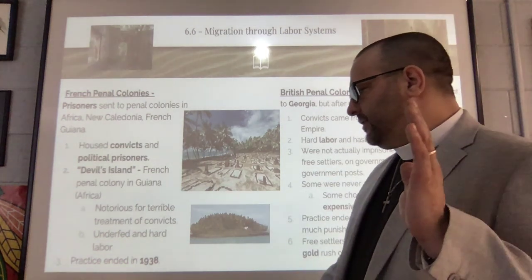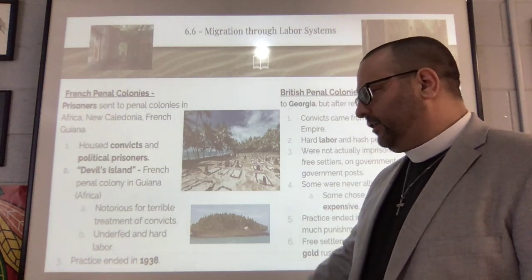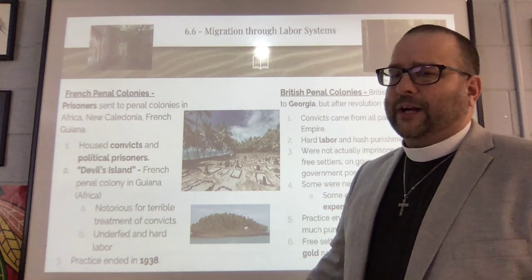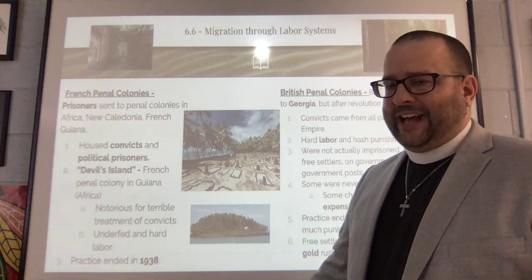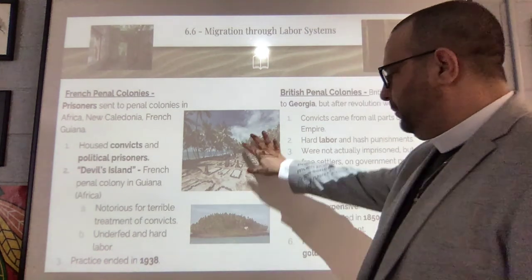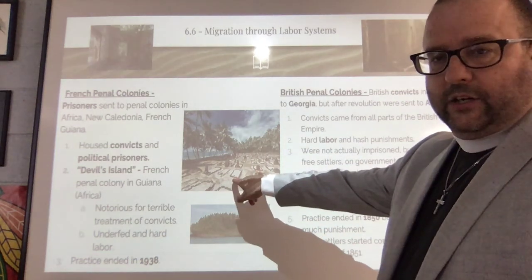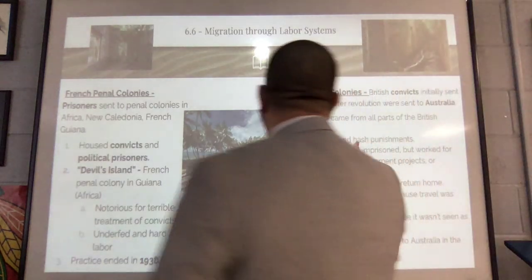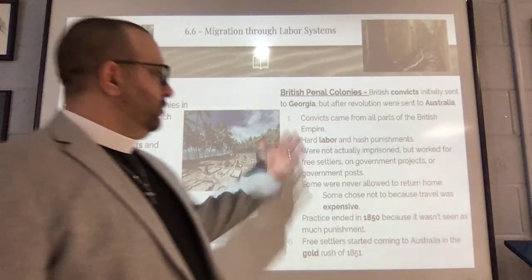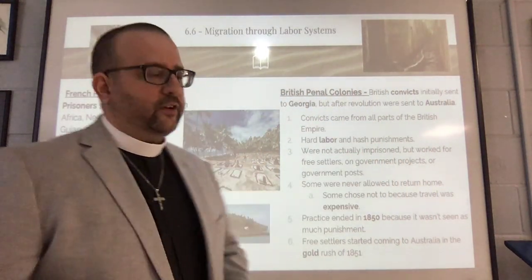Notorious for the terrible treatment of convicts. The people there are underfed, it's very hard labor, and that practice is going to continue till not even 100 years ago. 1938 is when that is going to actually end. You can see in places like that today, they still have graves from a lot of the prisoners that died there. The British penal colonies, first to Georgia, and then, like I said, they went to Australia. They were sent to Australia.